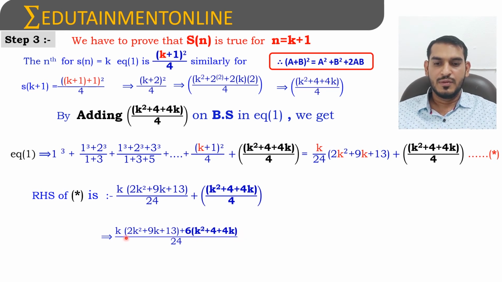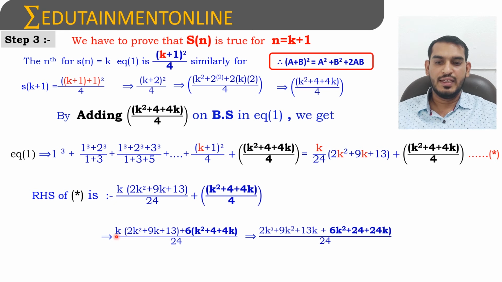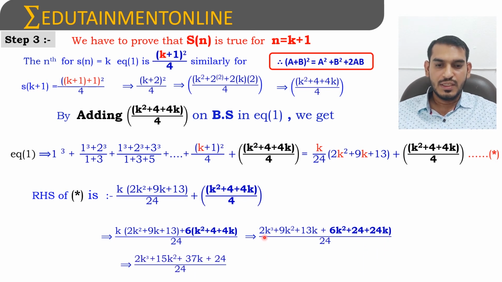4k). Now multiplying this, 2 into 2k square will be 2k cube plus 9k into k is 9k square plus 13 into k is 13k. And 6 into k square is 6k square, 6 into 4 is 24 and 6 into 4k is 24k, by 24. Simplifying this, we will have 2k cube plus 9k square plus 6k square is 15k square. And 13k plus 24k is 37k plus 24 by 24.